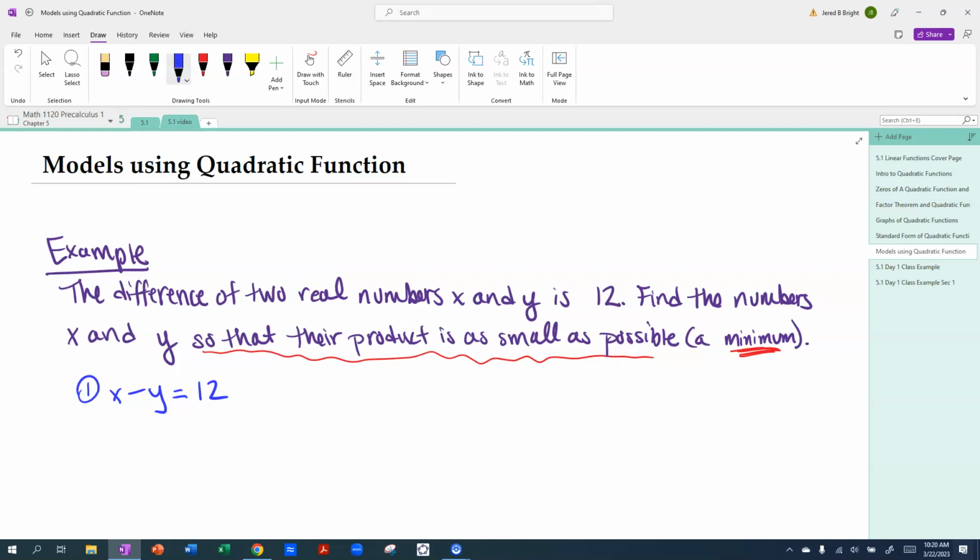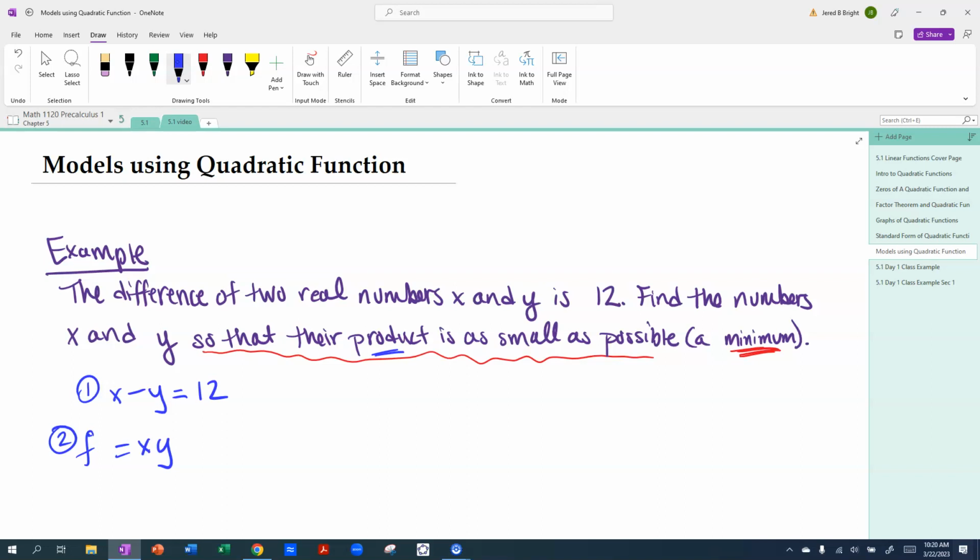Then it says find the numbers x and y so that their product is as small as possible. How do I represent the product? Product is xy. And in fact, I'm going to say that this is going to be a function. I'll figure out whether it's a function with respect to y or x in a moment here. But this is going to be my second equation, and I'm just going to try and analyze this function.